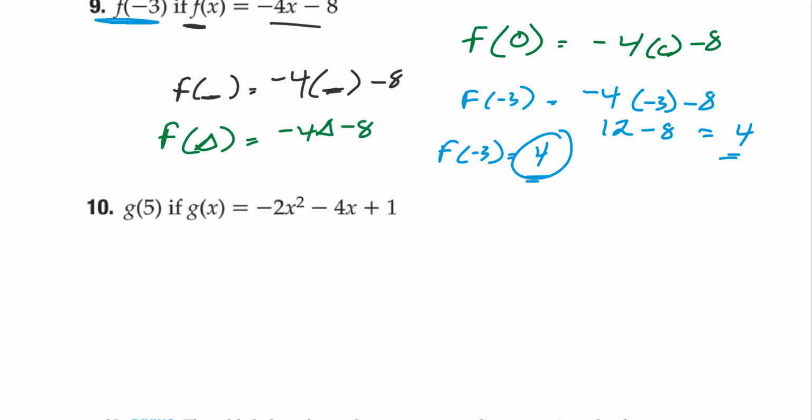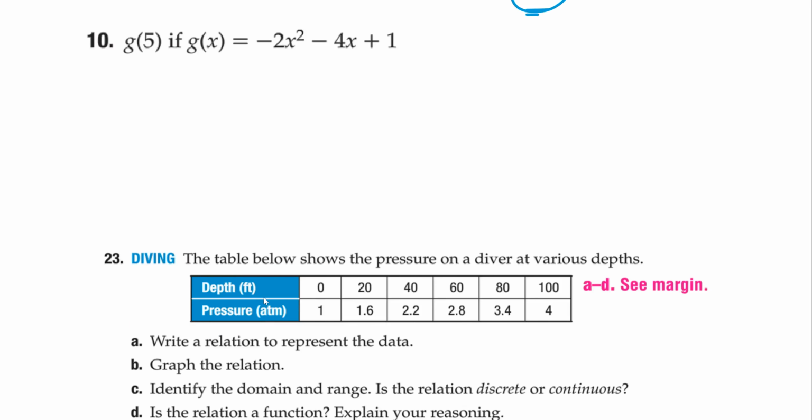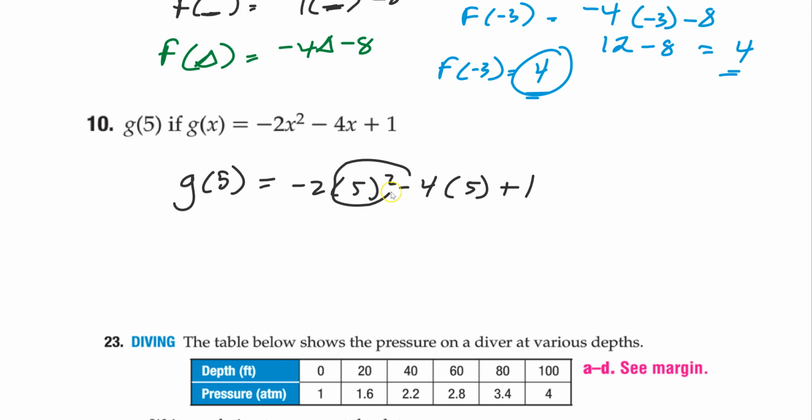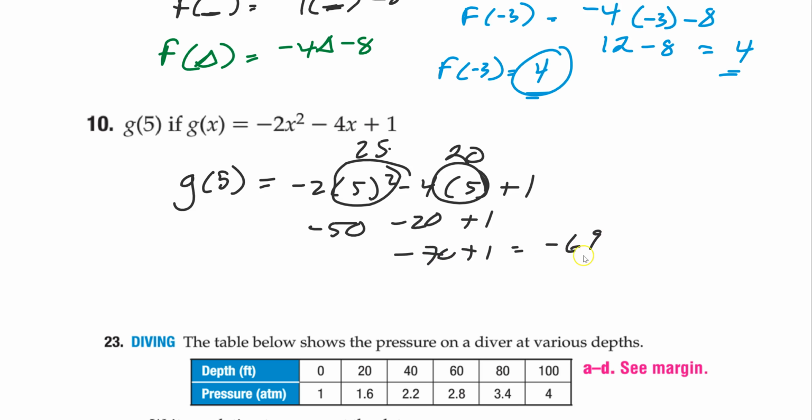So with that in mind, let's do this. Oh, I guess I got another one. I'm sorry, I lied. Let's do this one here. I want g of 5. So they want to know what happens when I plug in 5. So just plug it in. So again, I'm going to do this first. So I get 25. Then I'm going to multiply by here. So I get -50. This is 20. So minus 20. Plus 1, I get -70. Plus 1, I get -69.